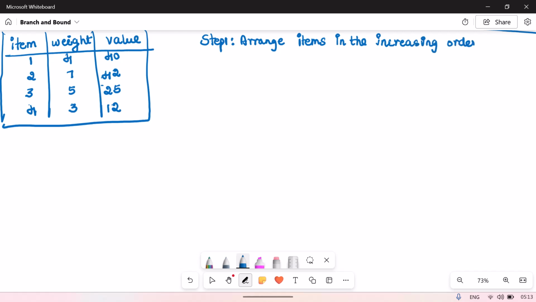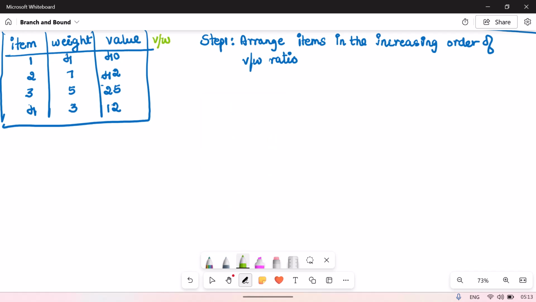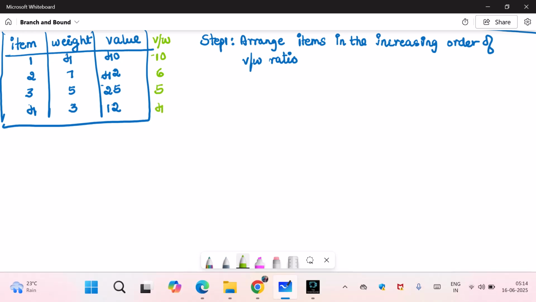Increasing order of value over weight ratio. Okay, what I will do is I'll calculate over here. See, I'll do here value over weight ratio. So 40 over 4 is 10. 42 divided by 7 is 6. Here 25 by 5 is 5. And 12 divided by 3 is 4. Okay.